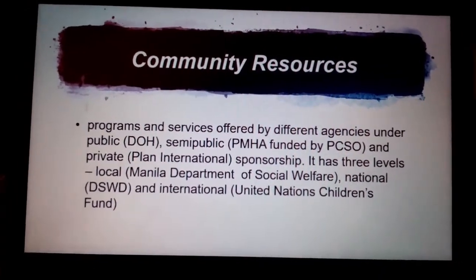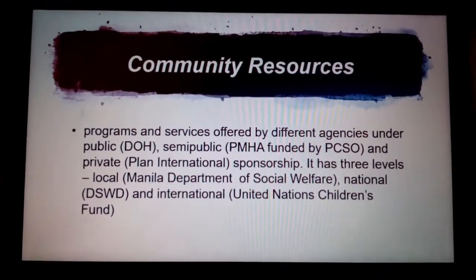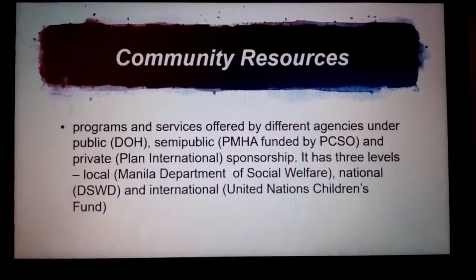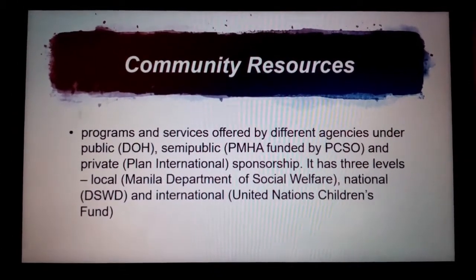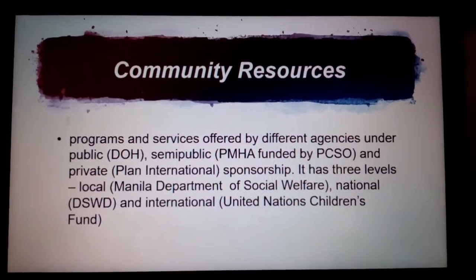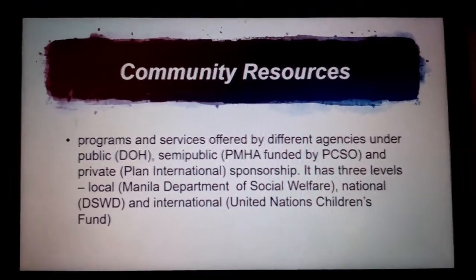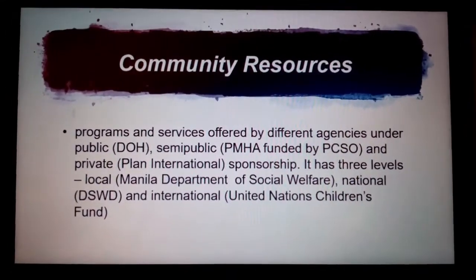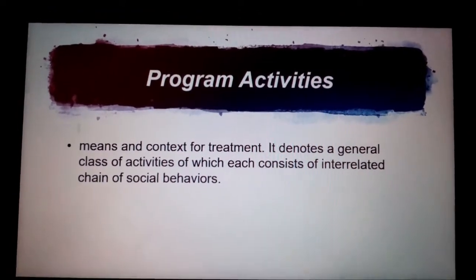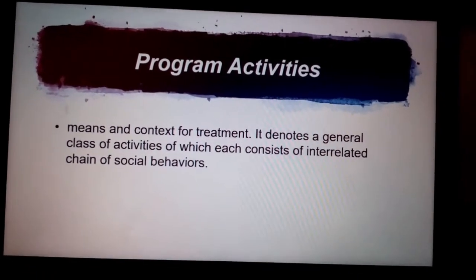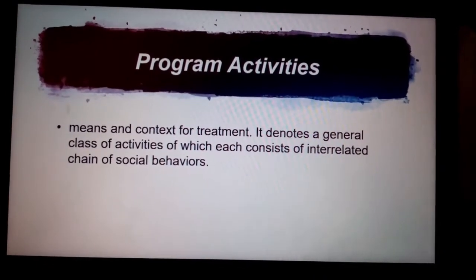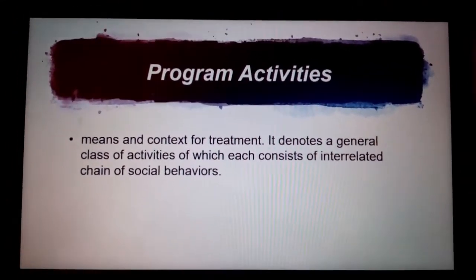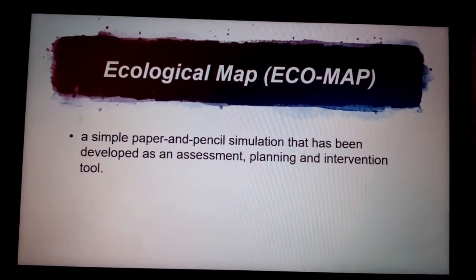So, community resources. So, involved dito, Department of Health, no? Ayan, planning institutions, social welfare, United Nations Children's Fund, PCSO. So, these are the supporting agencies in the Philippines when it comes to social work. Third one, we have program activities. So, aside from the agencies, meron din diyang treatment regarding social behaviors under siya ng program activities.